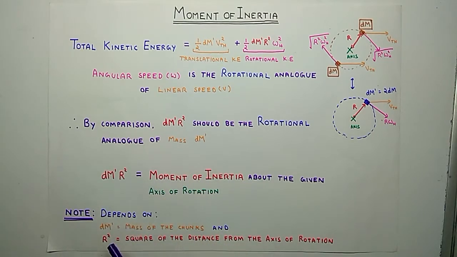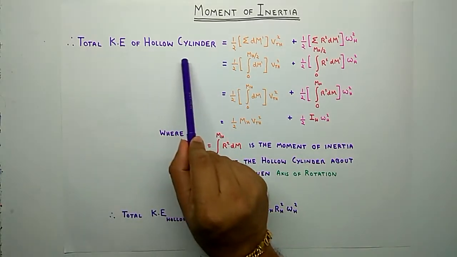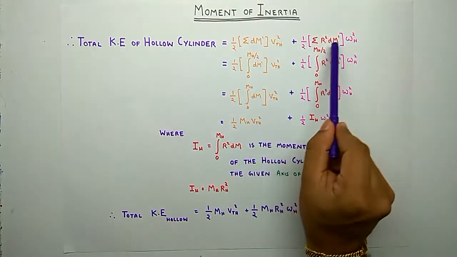Note that moment of inertia not only depends on the mass dm dash but also on the position of the mass chunks with respect to the axis of rotation. More specifically, it is directly proportional to the square of the separation between the axis of rotation and the mass chunks. Therefore, it is very important to specify the axis of rotation when calculating the moment of inertia of an object. Now, to find the total kinetic energy of the entire hollow cylinder, we just need to sum up the kinetic energies of the individual mass chunks.